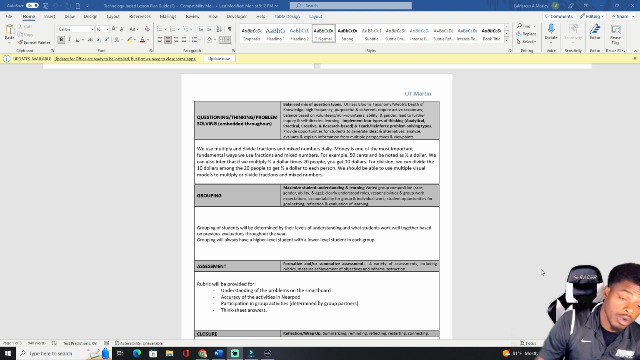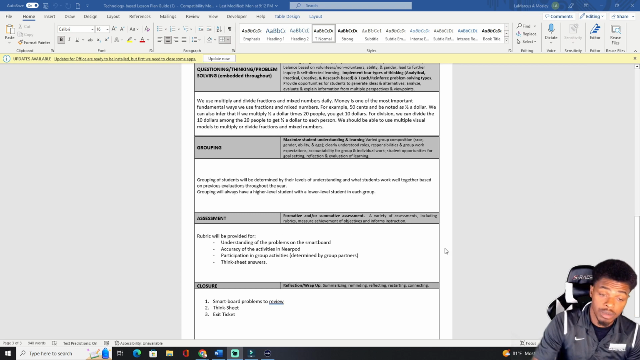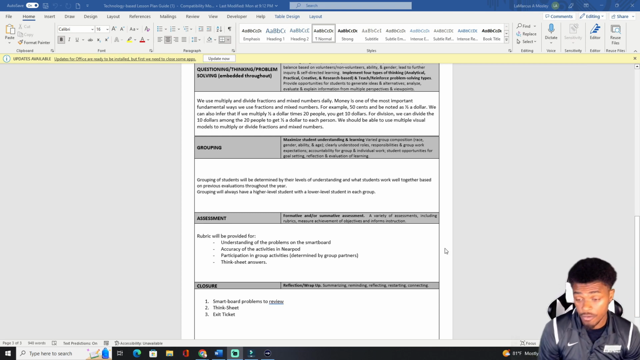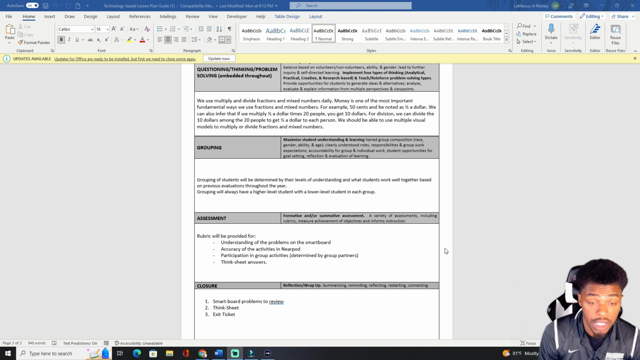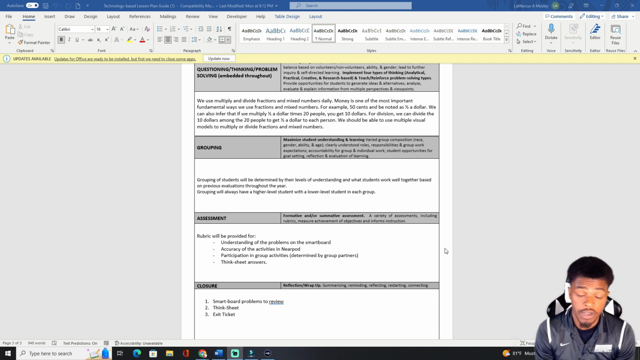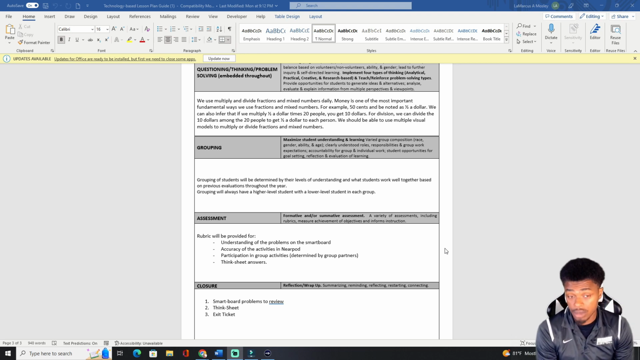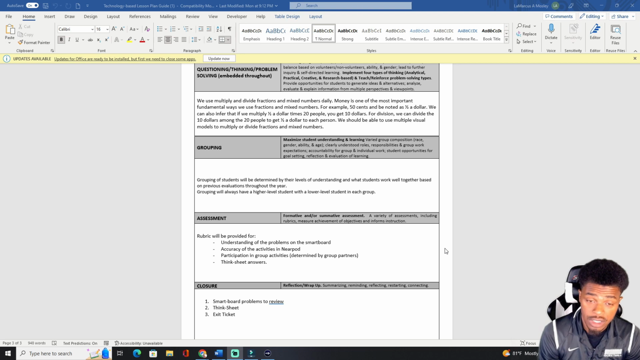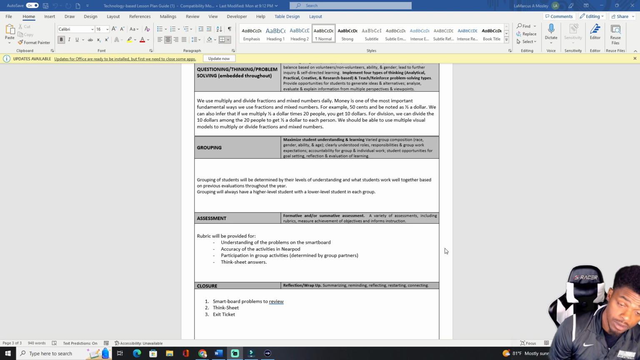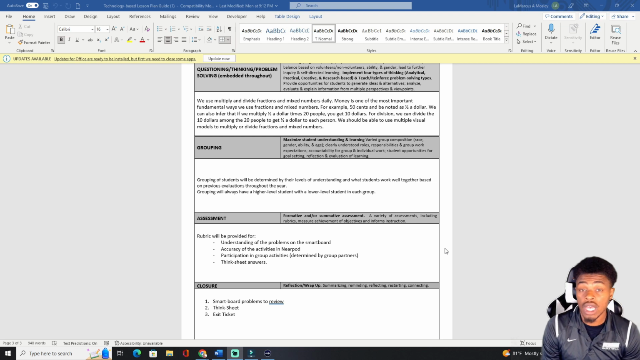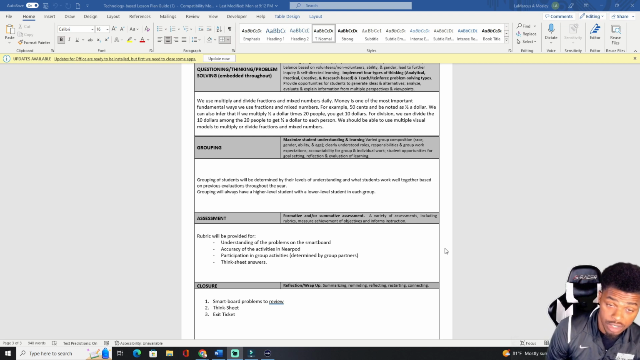All right, a rubric will be provided for understanding of the problems on the smartboard. So if you answer the question and I feel like you understood how you came up with that answer, then you're going to probably have a good grade for that portion of the rubric. Accuracy of the activities on Nearpod, which is an easy grade if you guys all work together. Participation in group activities, which will be determined by your group partners. So if somebody's not putting in the work, it's going to show. Okay. So I want you guys to be honest.